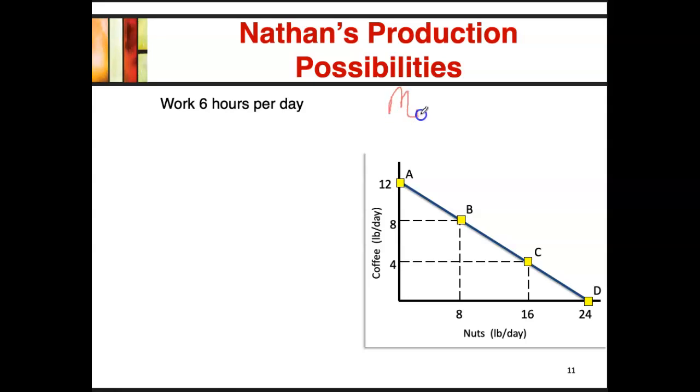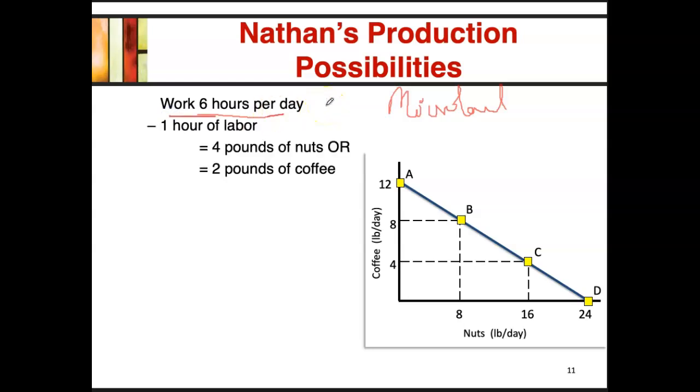So we still have the country of Microland, and unfortunately, Nathan gets shipwrecked and he lands on Microland. We still have the same assumptions. In Microland, daylight is really short, so you can only work 6 hours a day. You don't want to work at night because you probably get eaten by animals. Just saying. And we actually have Nathan's productivity levels.